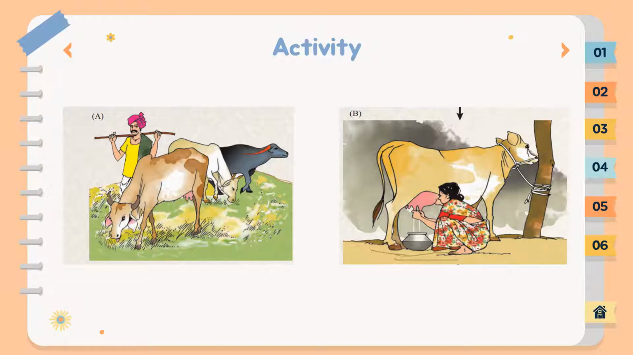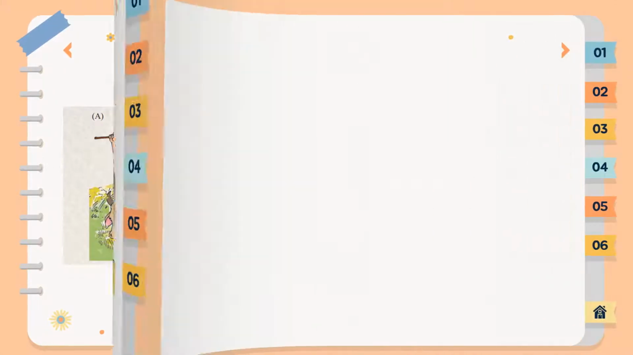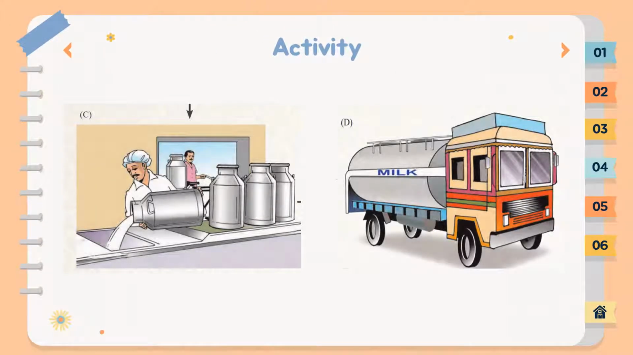What is being obtained in picture B? You can see that milk is being obtained in picture B. Now students, can you tell me what is happening at the milk collection center in picture C? Yes, milk is being filled for storage and sold at the milk collection center. And what about in picture D? What is being transported? Where could the tanker be going? Again, you know that milk is being transported to the milk processing center. The tanker is on the truck.